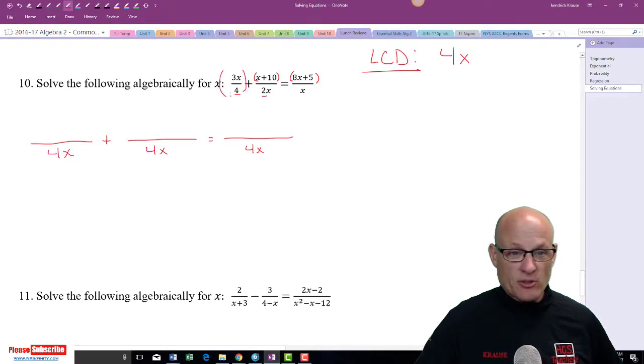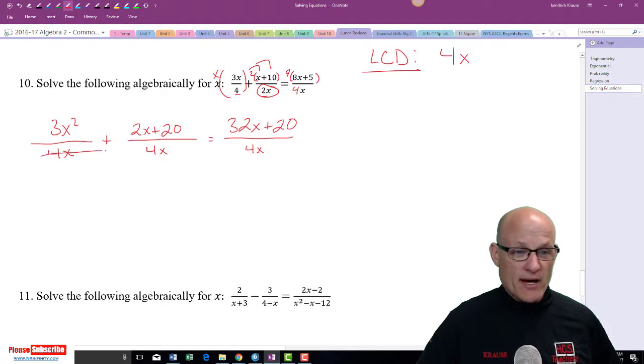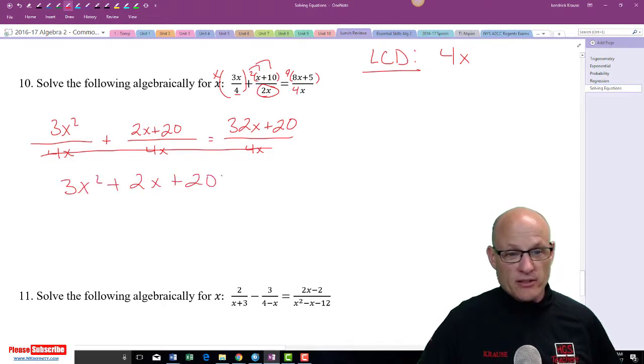This one has to get multiplied by x. So that's 3x squared, right? If I cancel the x's out, if I divide those common factors out, I'm back with my original. This one requires a 2, so I'm going to put a 2 here. 2x plus 20. Careful, that's why we put these in parentheses. And this one requires a 4, so I'll put a 4 here and a 4 here, so that would be 32x plus 20. Once the denominators are all the same and we modify the numerators, I don't need those denominators anymore to solve this equation. It's 3x squared plus 2x plus 20 equals 32x plus 20.